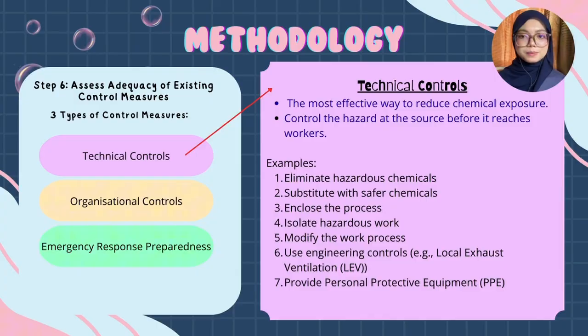Okay, now I will explain step 6, which is assessing the adequacy of existing control measures. There are 3 types of control measures, and the first one is technical controls. Technical controls are considered the most effective because they control the hazard at its source before it reaches the workers. Examples include eliminating hazardous chemicals, substituting them with safer chemicals, enclosing or isolating the work process, modifying the process, installing engineering controls such as local exhaust ventilation or LEV, and lastly providing personal protective equipment or PPE.